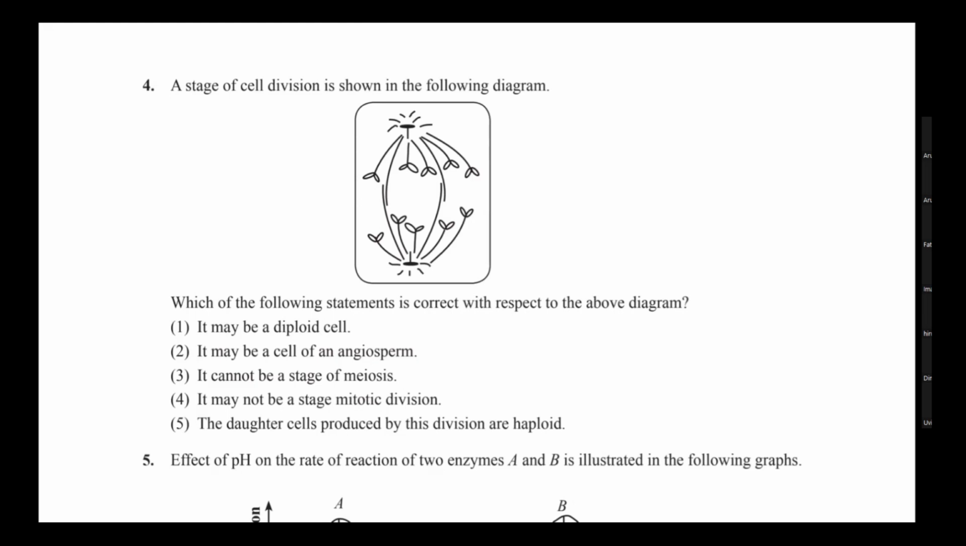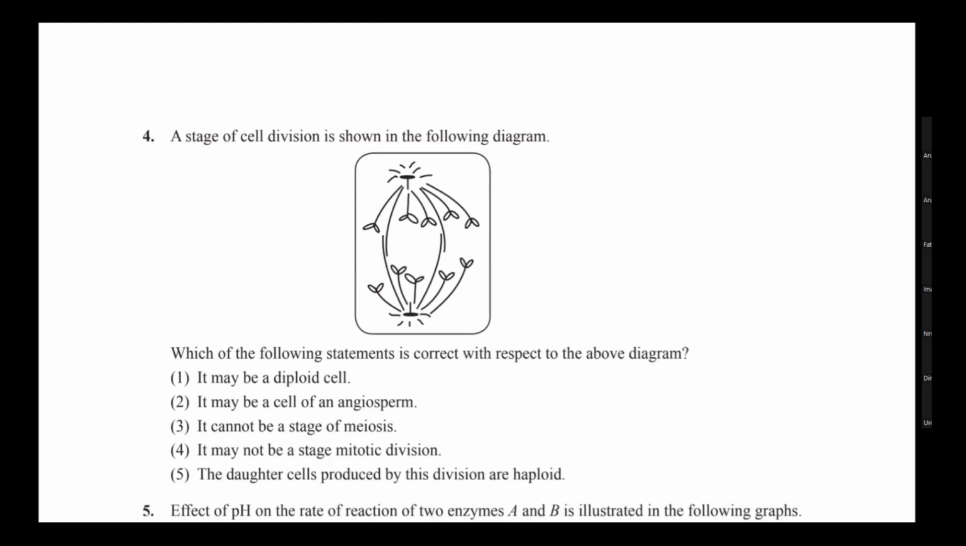It may be a cell of an angiosperm. Angiosperm means plants. But here you can see centrioles. You know, centrioles, they are present only in animal cells, but not in plant cells. So we can't take second answer. It cannot be a stage of meiosis. Incorrect, right? It may not be a stage of mitotic division. Mitotic means mitosis. That is also incorrect.